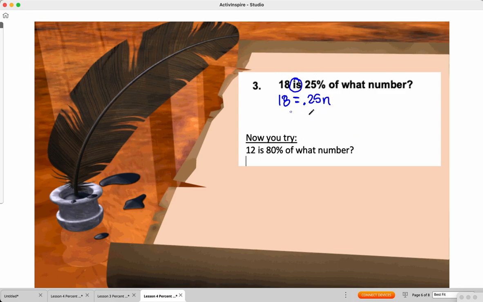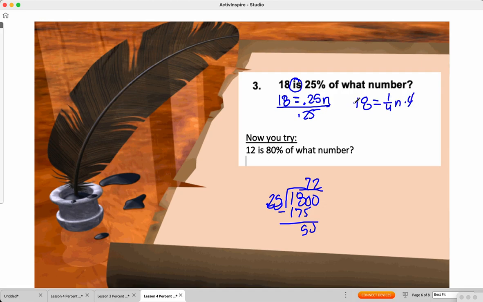I can keep it as a fraction or a decimal, and I divide both sides by 0.25 and do 18 divided by 0.25. Move my decimal place 2 to the right, add 2 zeros, goes into it 7 times, 175, 50, 72. Or I can think of it this way, well, 25 hundredths is equal to 1/4 of n. Well, then I can just multiply by my reciprocal and get n is equal to 72. I get the same answer either way.